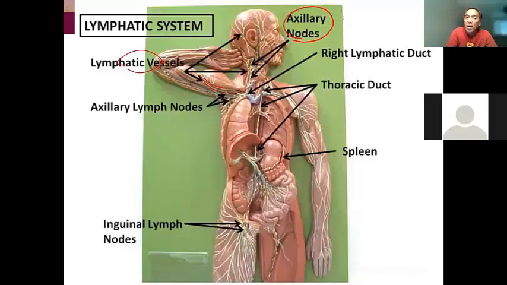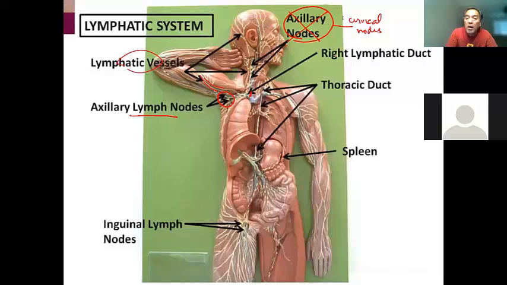So axillary node, okay? It's supposed to be in the armpit. This is the right label where the armpits are. But here it is located at the neck. So this label is wrong. That's the reason why we don't trust labeling if we get it from the internet, because the internet will actually have some errors. So remember, this node located at the neck and below the mandible is what we call our cervical nodes, okay?